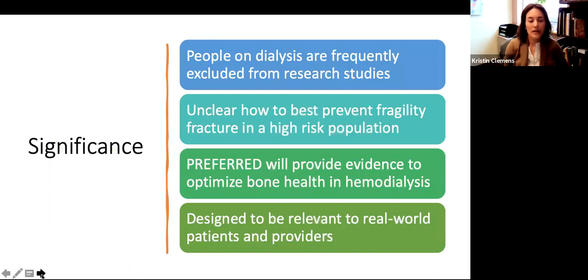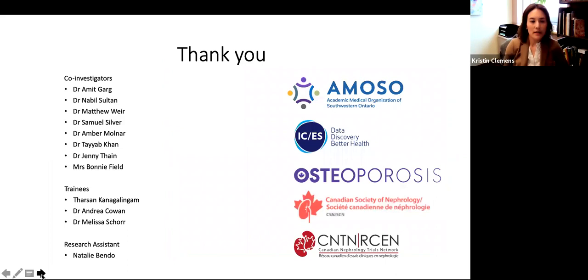So the significance of this study, again, is that, as we're all well aware, people on dialysis are frequently excluded from research studies. And as such, it's unclear how to best prevent fragility fracture safely in this very high-risk group of people. We hope that this study will provide evidence to optimize bone health in hemodialysis, and it's designed to be relevant to real-world patients and providers. And my next slide. I just wanted to say thank you to our network of co-investigators, our patient partner, Mrs. Bonnie Fields, the trainees involved in our work, and our funders and supporters. And I thank you again kindly for allowing me to present to you.